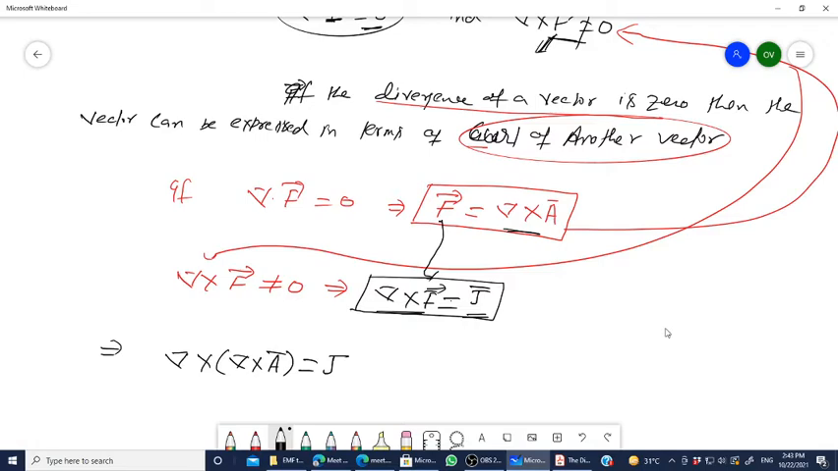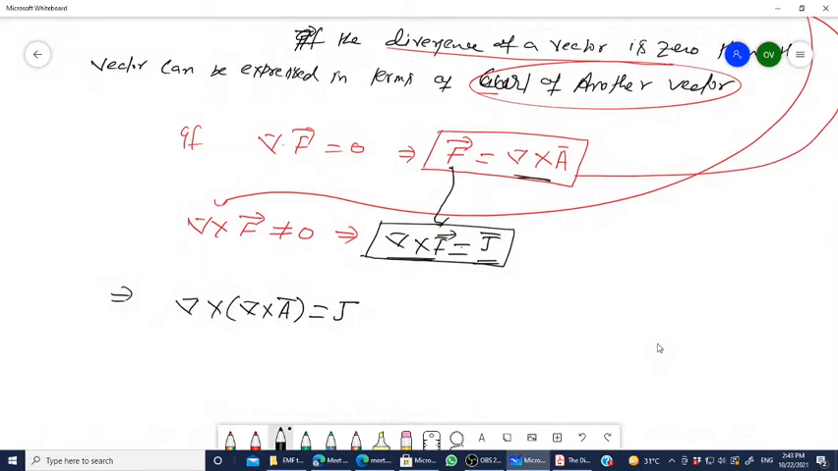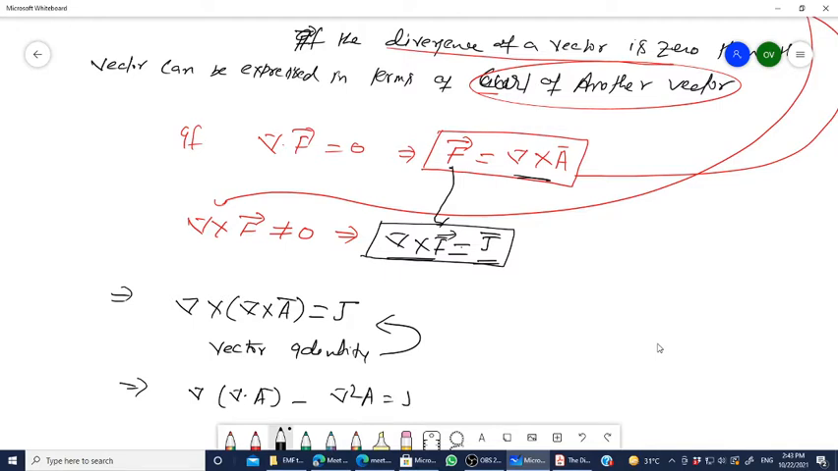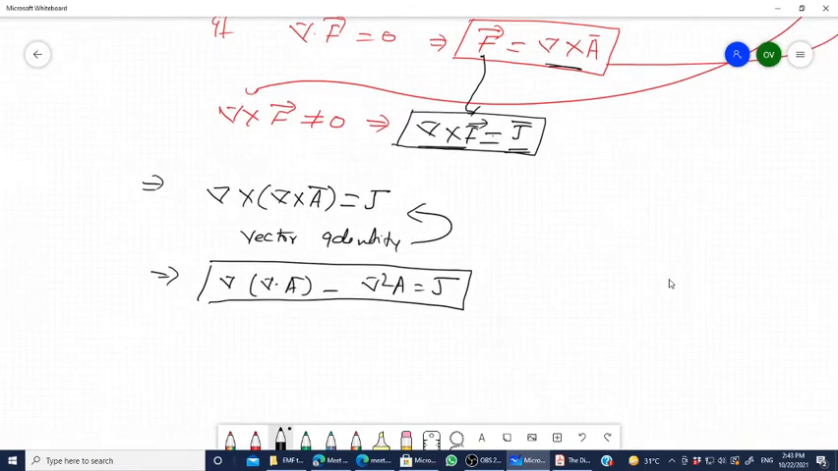Using the vector identity, we can apply it on this equation. Then the equation becomes like that, equals J, and it is a very famous formula. Okay, clear? Yes, sir. Okay.